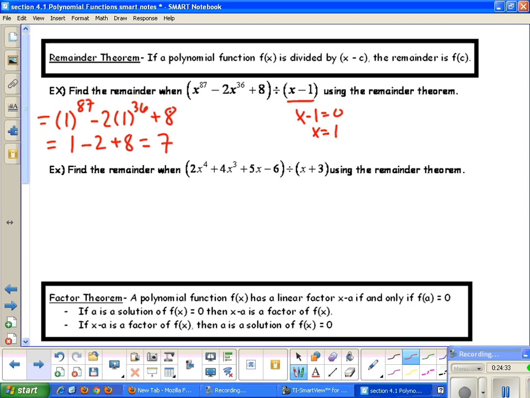7. So that means that if I were to do long division or synthetic division, my remainder would be equal to 7. And since it is equal to 7, that means that x minus 1 is not a factor of this polynomial equation.